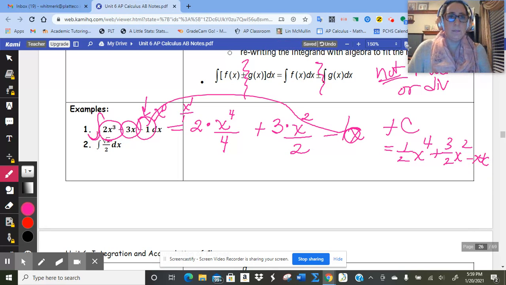Okay, so let's look at number 2. Well, the first thing I'm going to do with number 2 is rewrite that. So I'm going to get the coefficient out in front, and I'm going to get the power into exponential form.